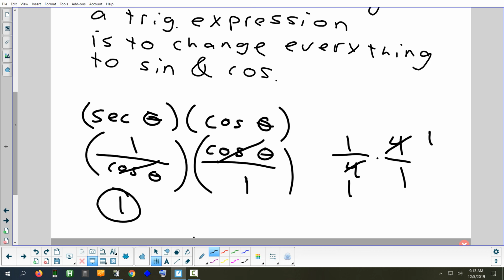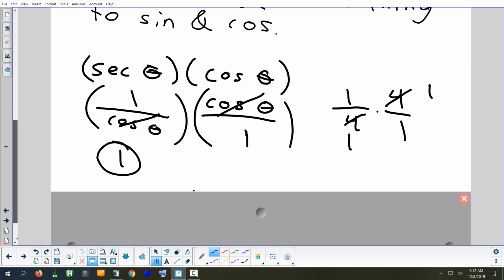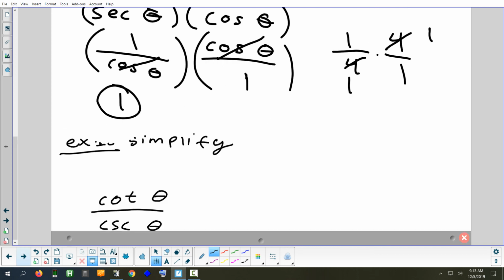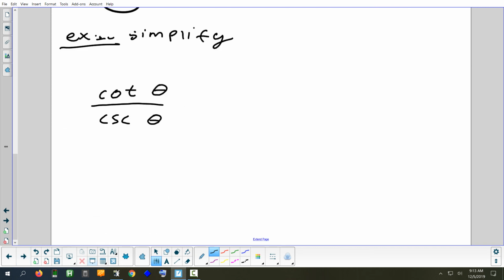Pretty much every rule that you know about arithmetic still works with trig functions, right? Like if you had x plus x, that's 2x. Sine plus sine, 2 sine. Same thing. Distributive property can also do that. Everything you know still works. Okay, let's try this one. It's 1b. They want us to simplify cotangent divided by cosecant.